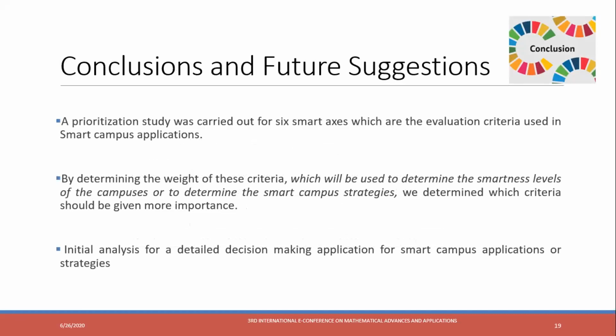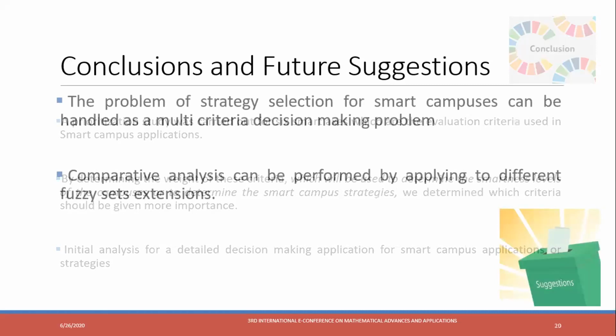So what did we do in this study? We carried out a prioritizing analysis for the 6 smart axes, which are the evaluation criteria used in smart campus applications. This is actually an initial analysis for detailed decision-making applications for smart campus concepts or strategies. With the criteria weights that we calculated here, decision-making problems with a complex hierarchy related to the smart campus application can be solved, as we said, for determining the smartness level of the campuses or the smart campus strategies.